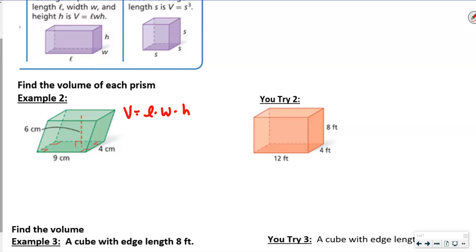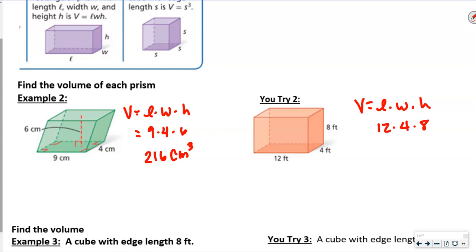So volume here, our length is 9, our width is 4, and our height is 6. So we're just going to multiply all three of those numbers by each other, and when we do that, we get 216. And again, this is centimeters cubed, because we're doing centimeters times centimeters times centimeters, okay? All right, pause the video. Let's see if you guys can do this. You try number 2. Here again, volume is equal to length times width times height. So we've got 12 times 4 times 8. That's going to give us 384 feet cubed again.